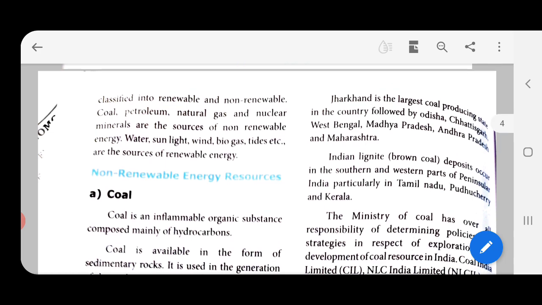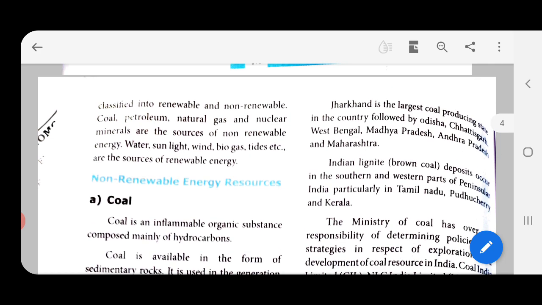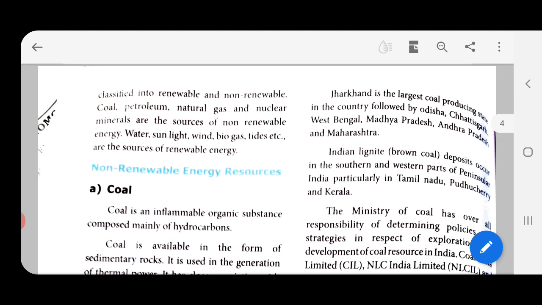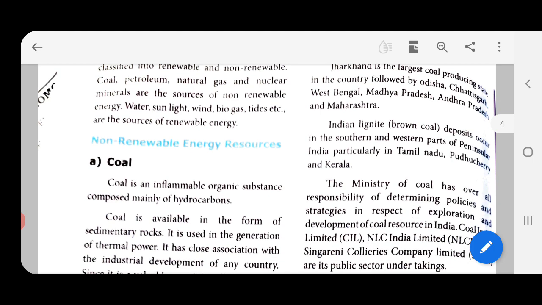So, when we say renewable, it is produced again and again, it is like a cycle. Non-renewable cannot be. Okay. Coal, petroleum, natural gas and nuclear minerals are the sources of non-renewable energy. So, these are the sources. What are the four sources? Coal, petroleum, natural gas and nuclear minerals. Whereas water, sunlight, wind, biogas, tides, that is from waves, etc. are the sources of renewable energy.